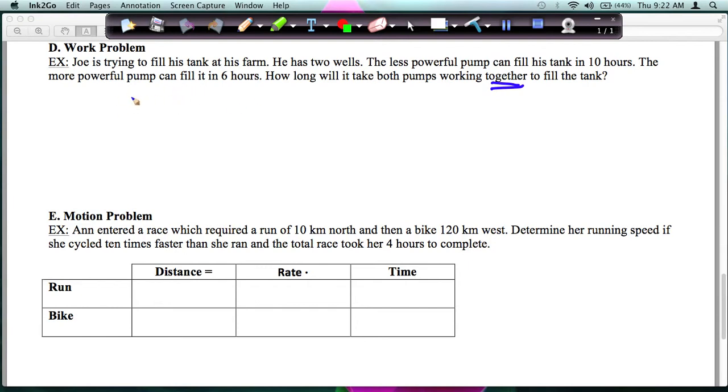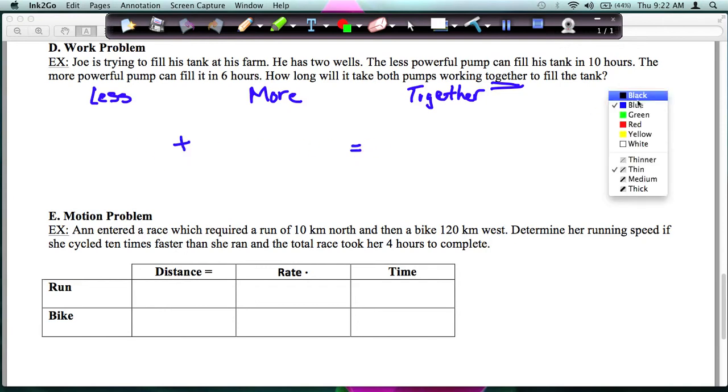So the way I solve these is I look at how much they complete in 1 hour. So in this case, I have a less powerful pump and a more powerful pump, and then how long it's going to take them together. So I'm going to look at the amount the less does plus the amount the more does, and that should equal the amount they do together. So let's just say I use t, but you could use x. t is the amount of time it takes them together.